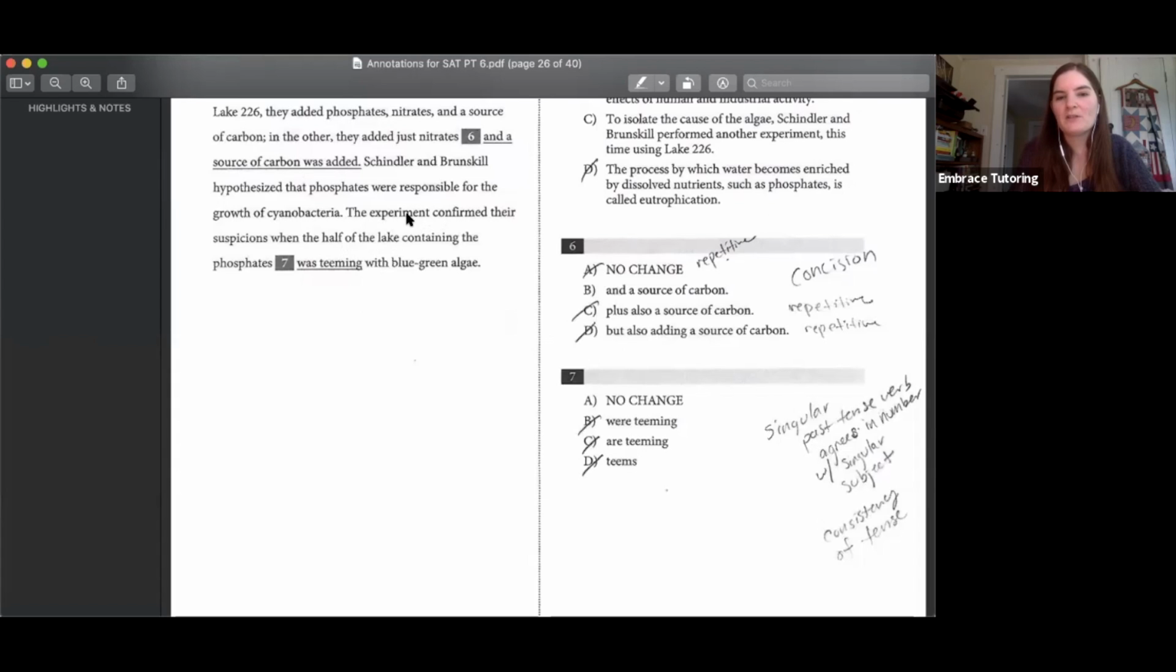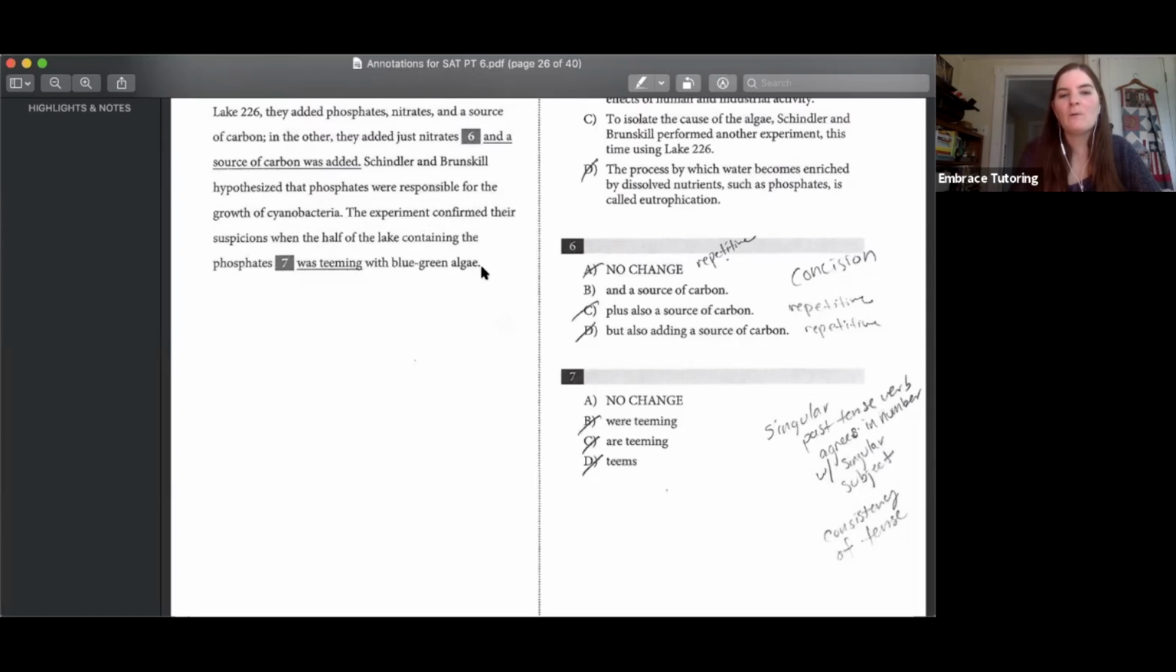So your singular subject is the experiment here, because it's not lake, because lake is part of the prepositional phrase of the lake. Experiment has this verb, confirmed, that it matches to. Suspicions is an object of confirmed, when the half of the lake containing the phosphates was teeming with blue-green algae.